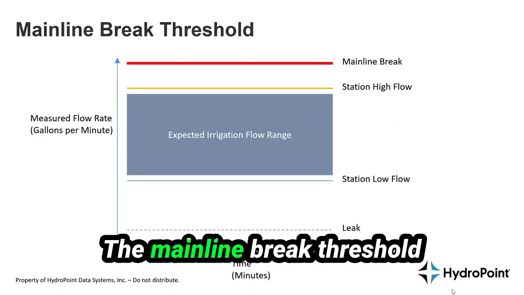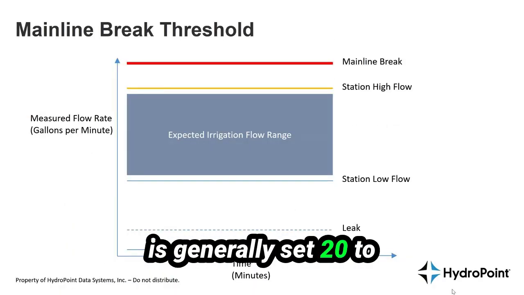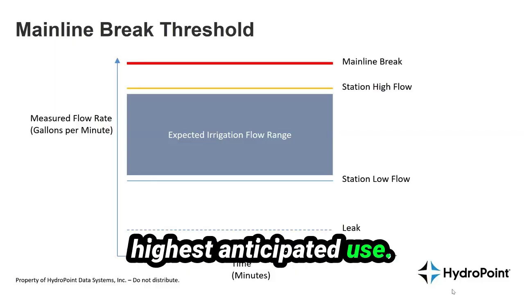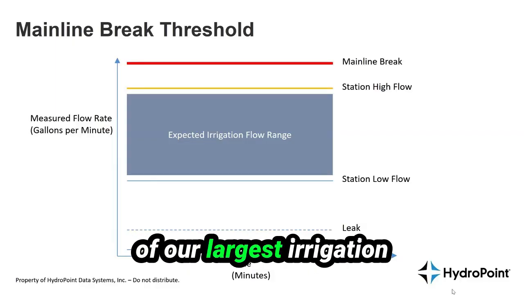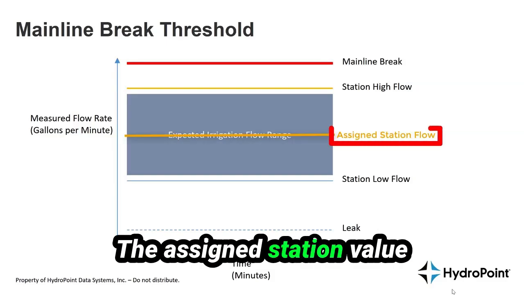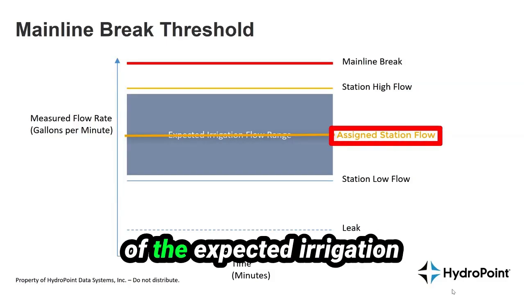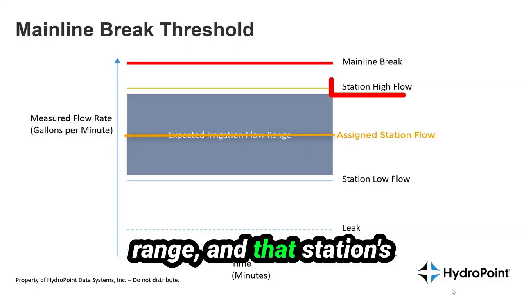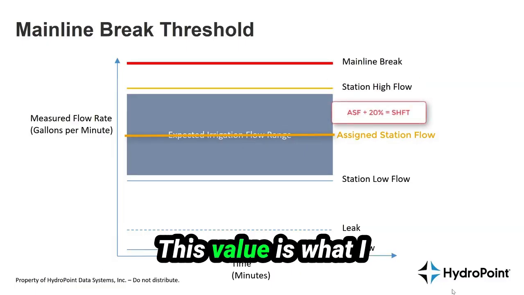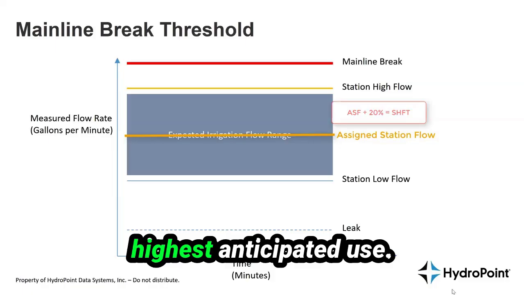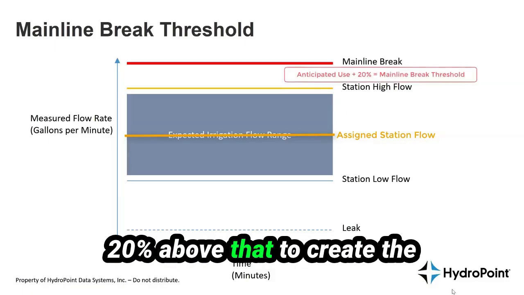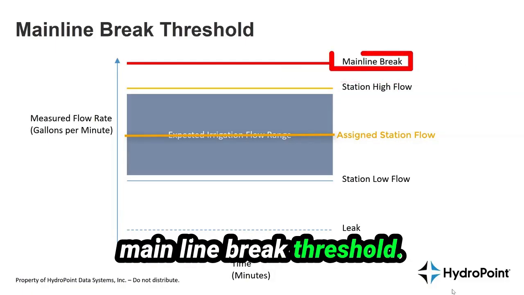The mainline break threshold is generally set 20 to 30% above the system's highest anticipated use. So if we use the example of our largest irrigation station on a controller, during normal irrigation, the assigned station value would be right in the middle of the expected irrigation range, and that station's high flow value would generically be 20% above that. This value is what I recommend using as your highest anticipated use. Then we add an additional 20% above that to create the mainline break threshold.